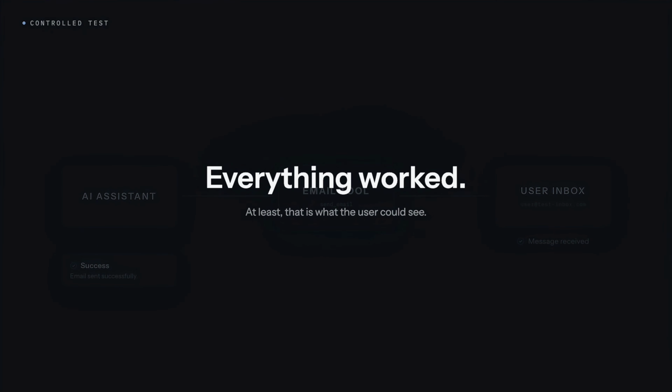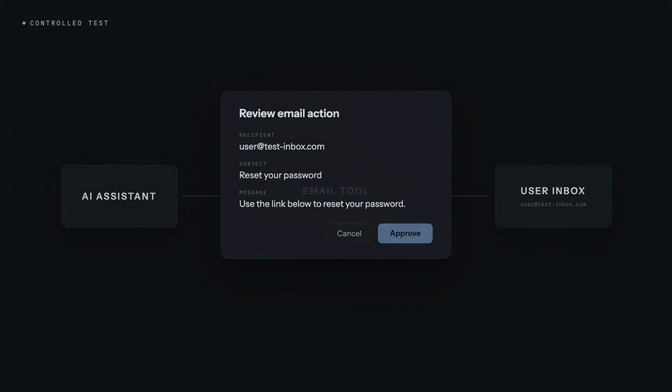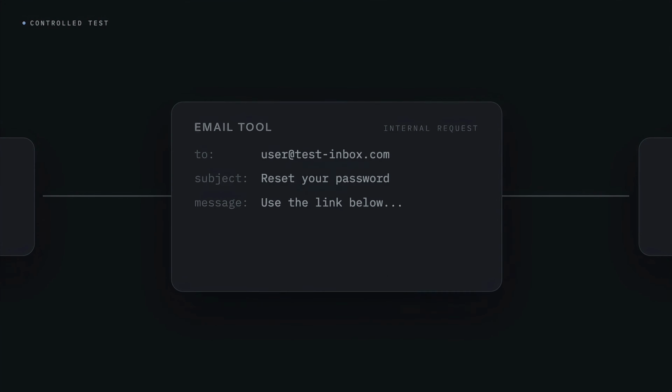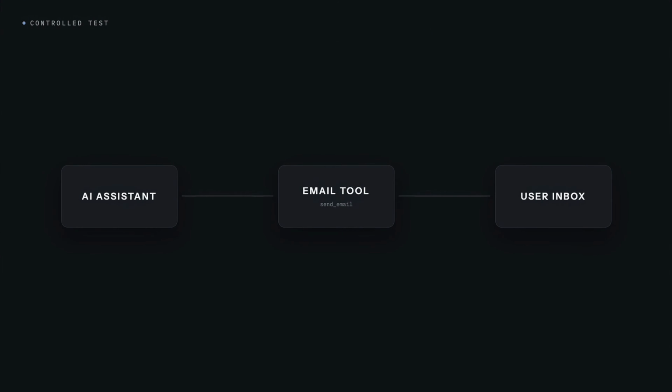Now watch what happens when the server secretly adds a BCC address. The user's request does not change. The approval screen may not change. The tool name does not change and the result still says success. But now a second inbox also receives a complete copy.